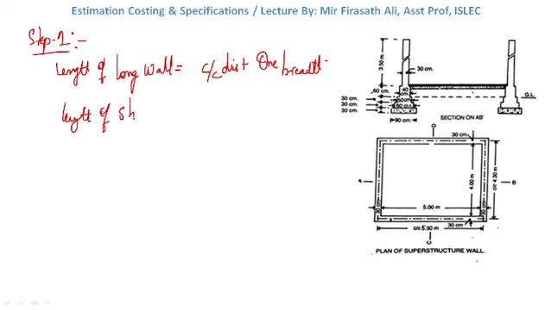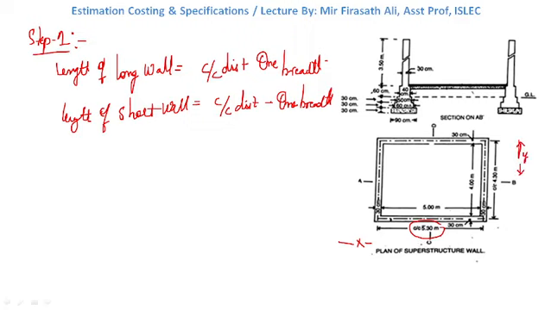Length of short wall is equal to center to center distance minus 1 breadth. So what is the center to center distance? As you can see over here, the center to center distance in x direction is 5.30 meters, whereas the center to center distance in y direction is 4.30 meters, as the thickness of the wall is 30 centimeters.